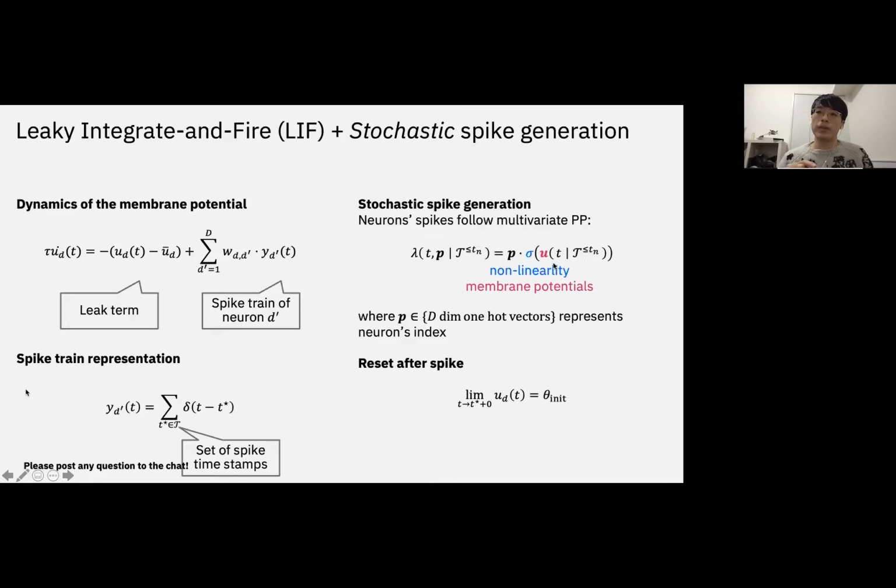This corresponds to the idea that the larger the membrane potential is, the more likely the neuron spikes. This is the intuition behind this definition of the stochastic spike generation. Also, after a spike, we can reset the membrane potential in a deterministic way. So this is a stochastic spike generation model of a spiking neural network.